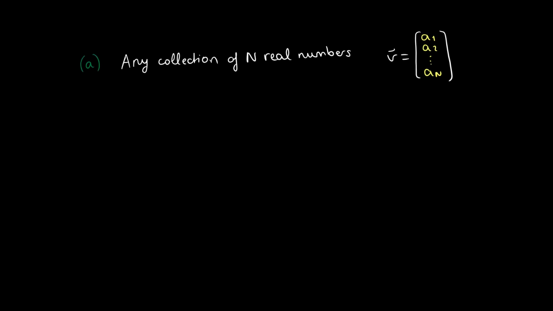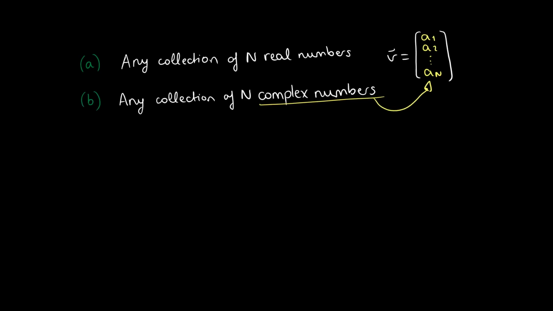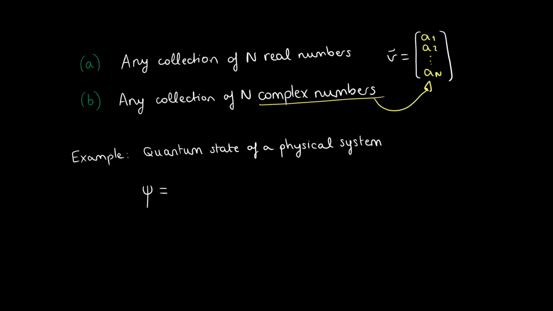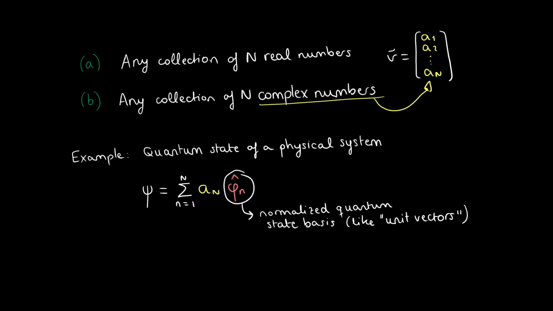This is true, although to be complete, we can extend it to any collection of n complex numbers, which are also valid vectors. For example, the quantum state of a physical system is a superposition of normalized quantum states forming a basis, in which each basis state has a complex amplitude. You will learn all about this in the quantum mechanics module, but you will need the maths behind it. Therefore, when dealing with vectors from now on, I will always try to consider the possibility of them having complex amplitudes.